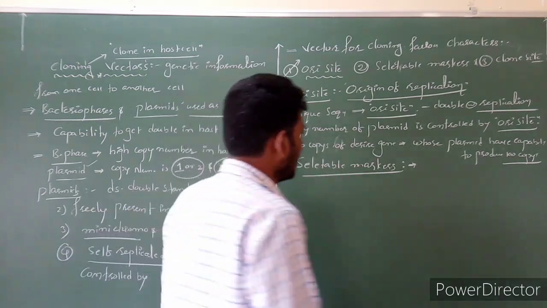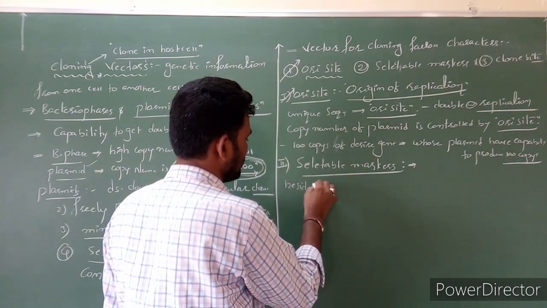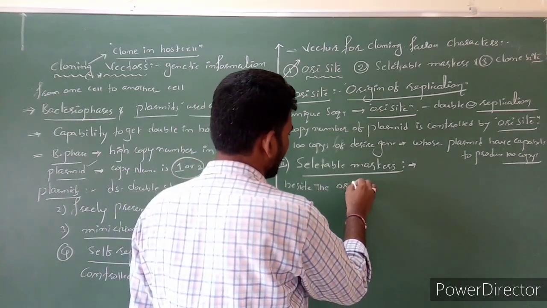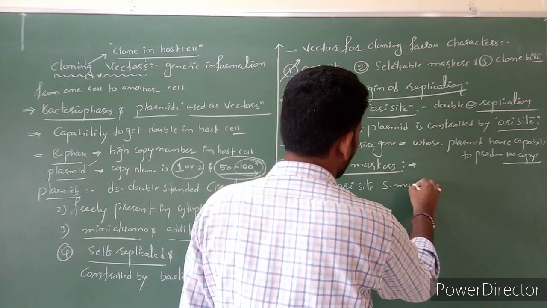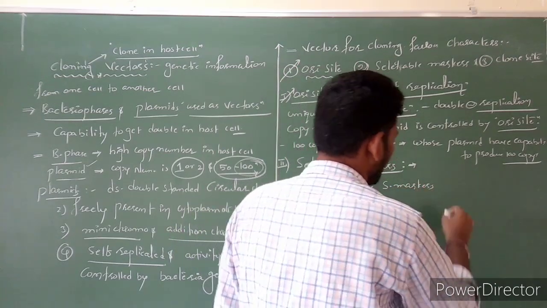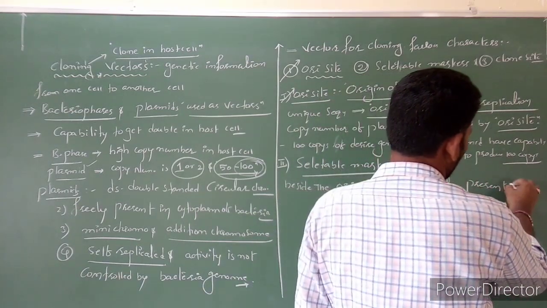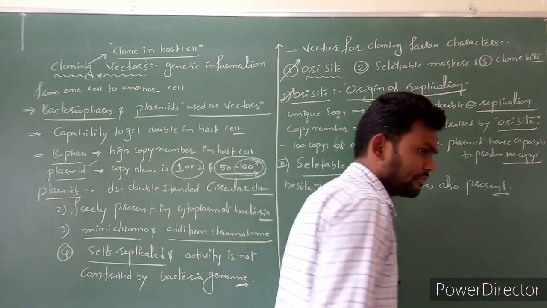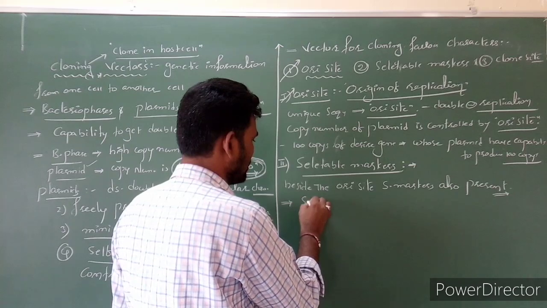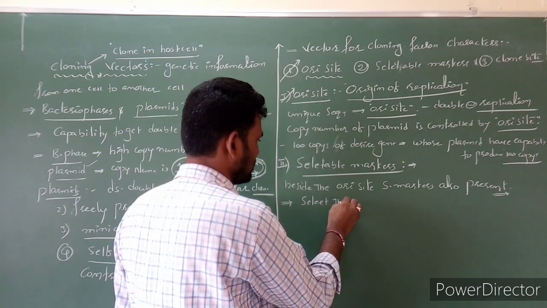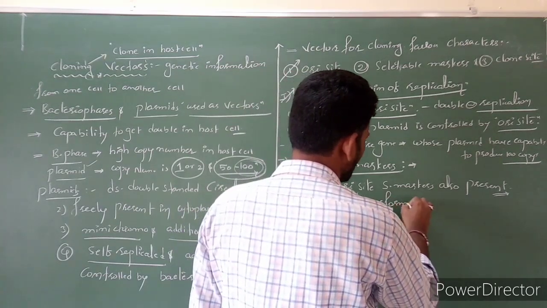Let's write. Besides the ORI site, selectable markers also should be present. Why? Because they are useful to select the transformed cell.